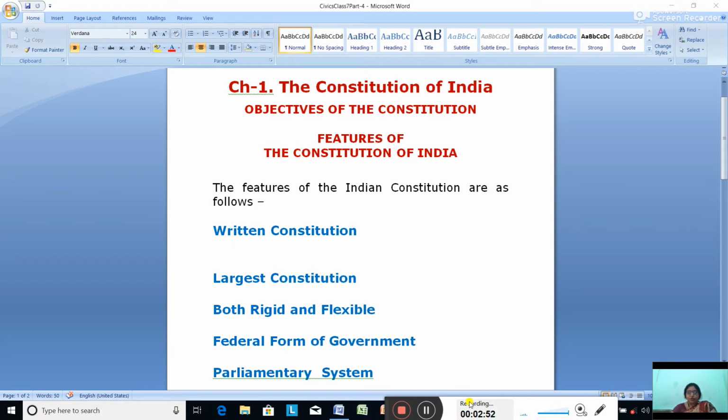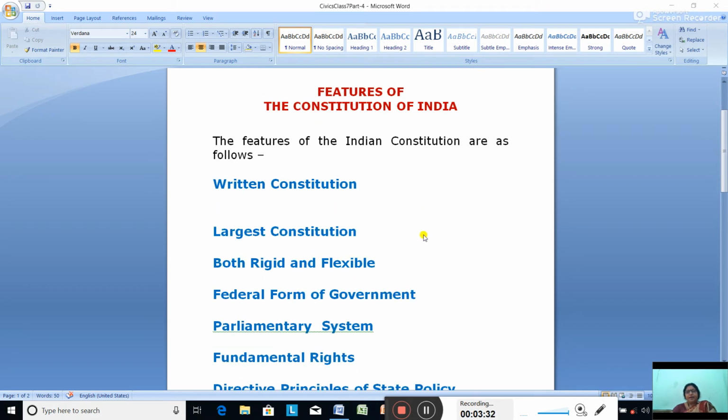The next we have is both rigid and flexible. Our constitution is both. It is rigid also and it is flexible also. It means some parts of it can be easily changed by our parliamentarians in the parliament via a simple majority. Some parts are very difficult to change. Some articles of our constitution are very difficult to change. It requires a special majority in our parliament.